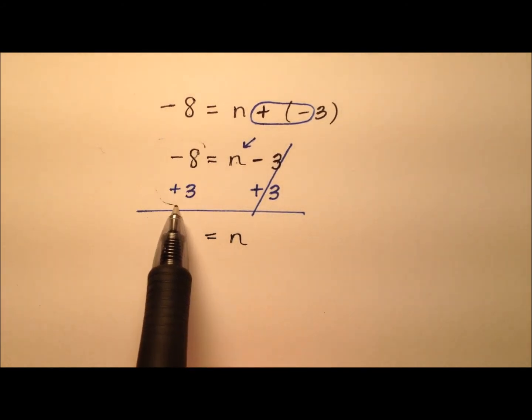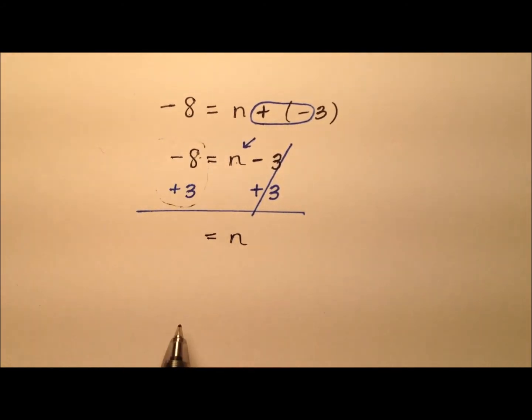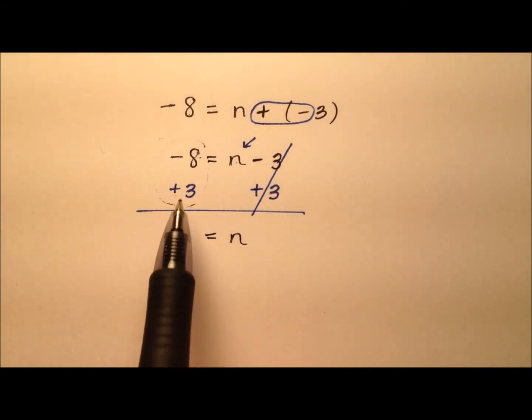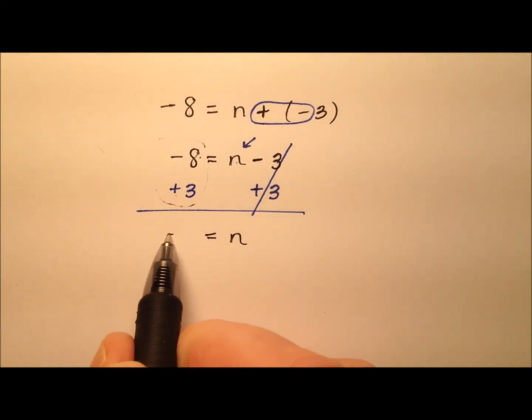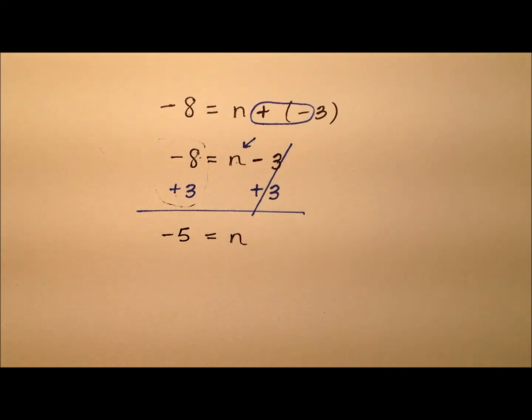And on the left side, I have this negative 8 plus 3. And that's a nice integer problem. So negative 8 plus 3 will be negative 5.